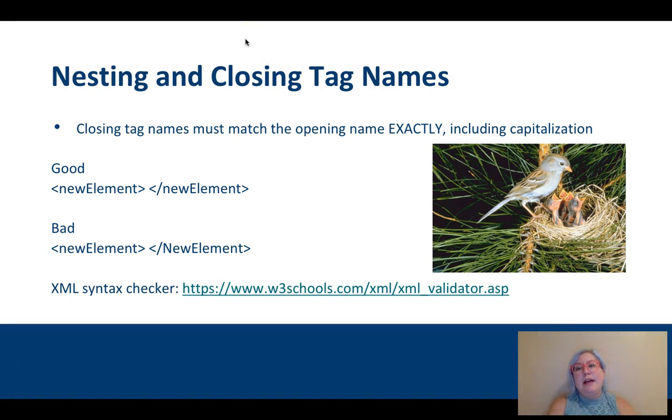So the other thing to note is that our tag names, when you open them, when you close them, they need to match exactly. That does include capitalization. So as you can see here with these examples, if you have new element as an opening tag with a capital E, you're closing new element with a capital E as well. So you're not going to have this bad approach here where we have a lowercase n in the opening tag, and then we have an uppercase n in the closing tag. So it's a lot of checking for typos and things like that to make sure that you are consistent in how you're creating these tags.